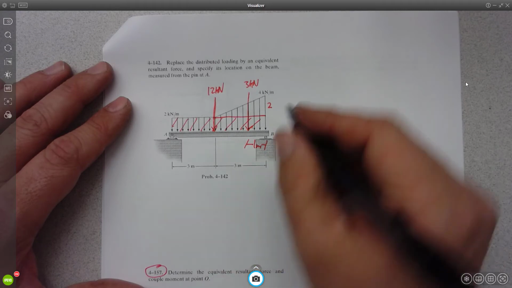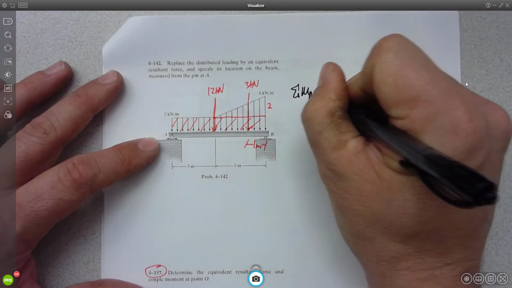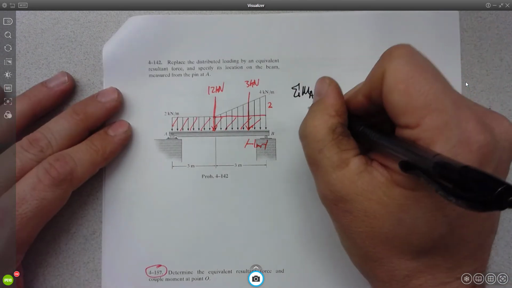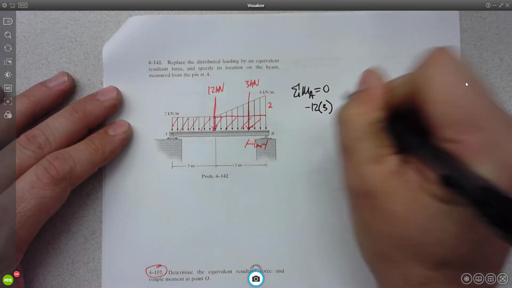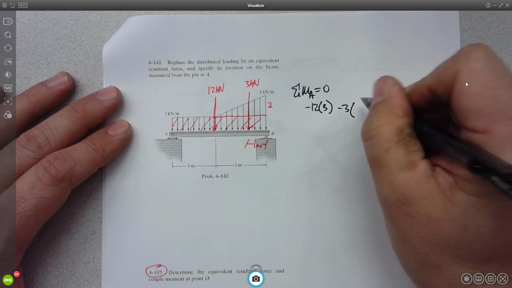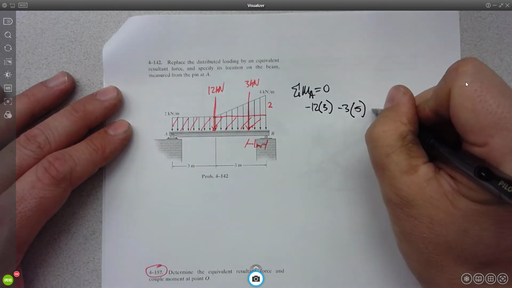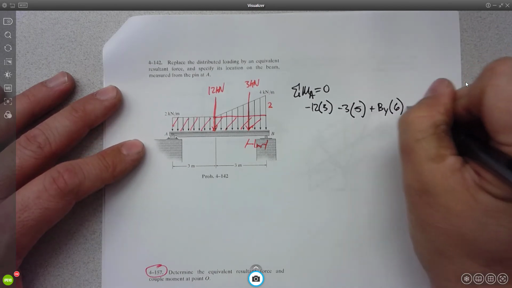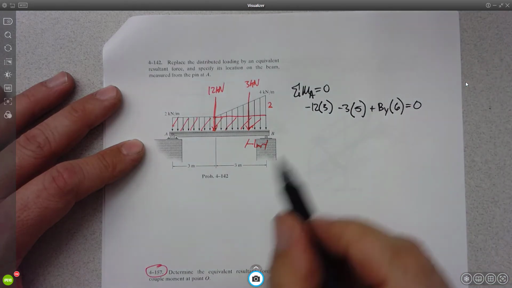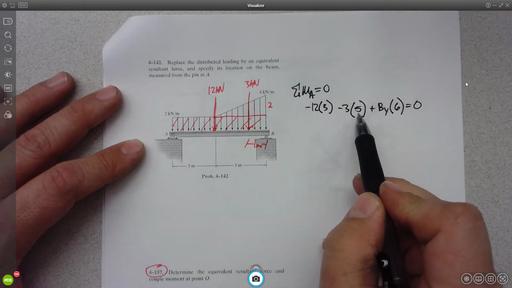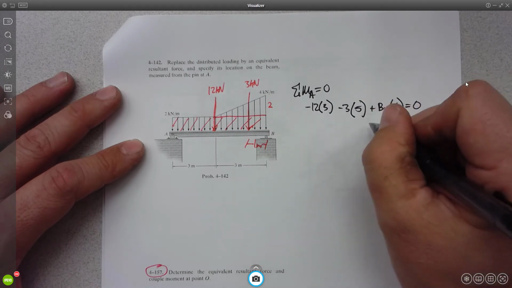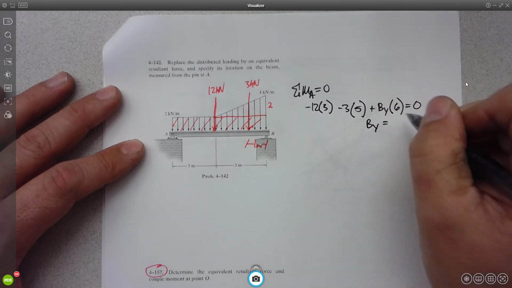So let's sum our moments about A. Negative 12 times 3 minus 3 times 5 plus BY times 6 equals 0. So that's 36 and 15 would be 51, divided by 6. BY is 8.5.